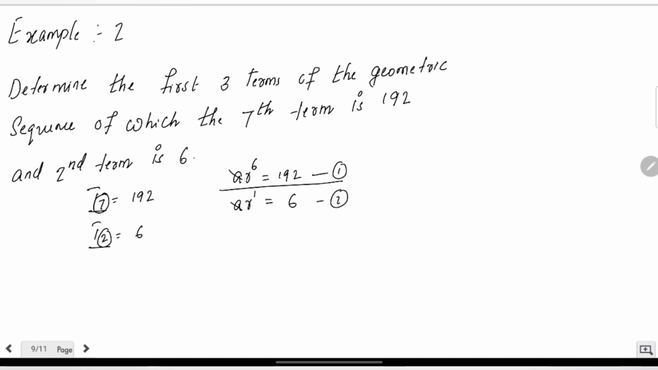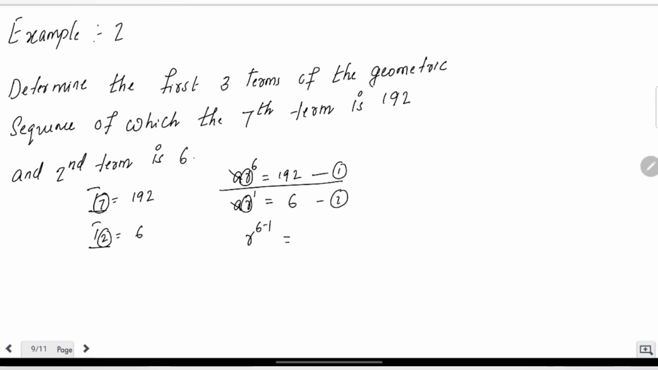See, eliminating a, it cancels. r to the power 6 divided by r to the power 1 is what? r to the power 6 minus 1. You are using the rule of exponents: we subtract the powers because the bases are the same. You know this rule, okay? The rule of exponents: when you divide with the same base, you have to subtract the power.